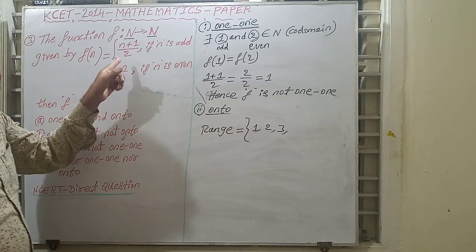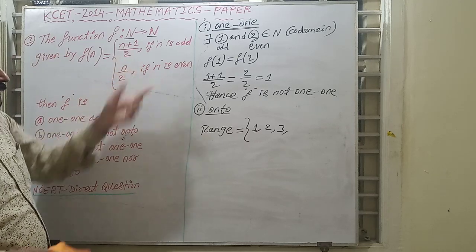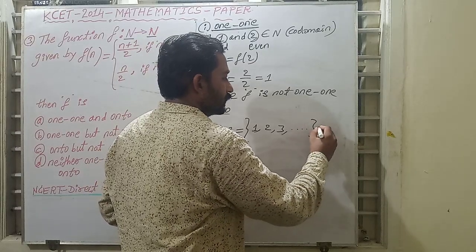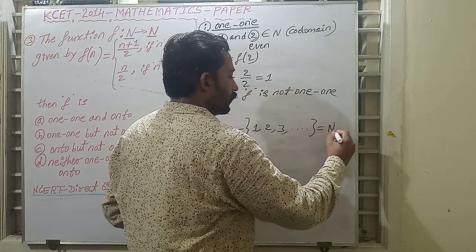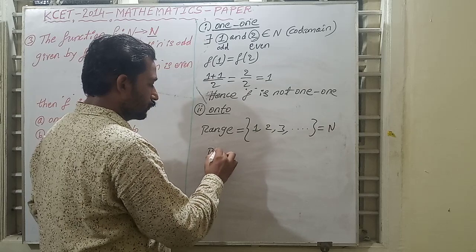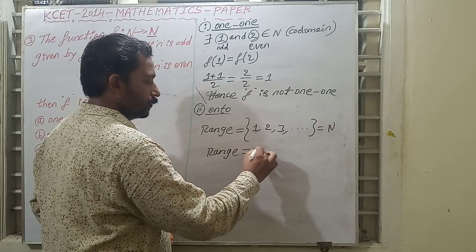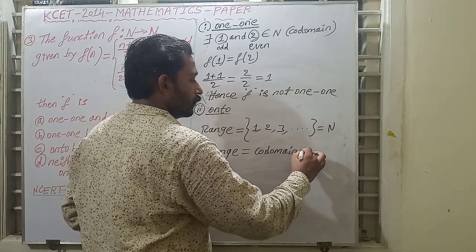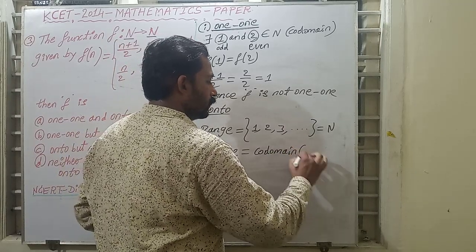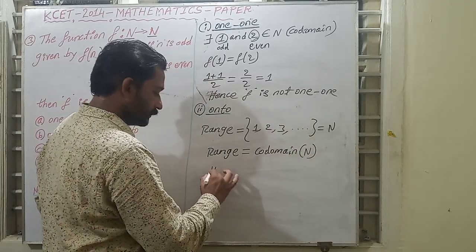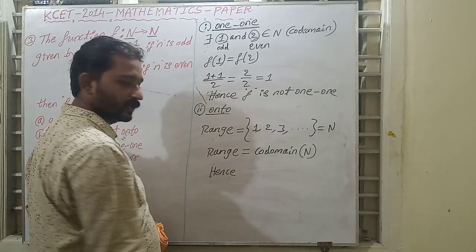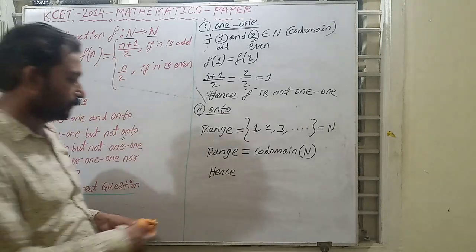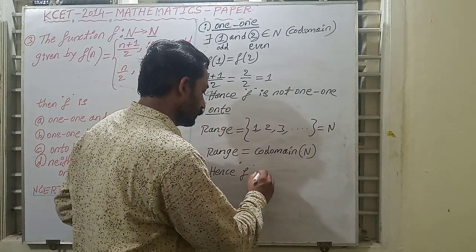Again, 6 is even, 6 by 2 is 3. So 1, 2, 3, and so on to infinity. So it is equal to the natural number codomain. So here range is equal to codomain N. Hence, according to the condition, if range is equal to codomain, then the function becomes onto. So hence f is onto.